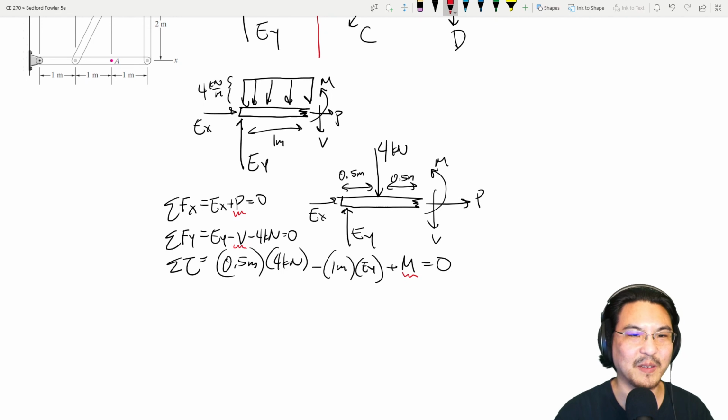here, right? Because we already know all of these. All right, so solve this for the axial force, solve this for the shear, solve this for the bending moment.